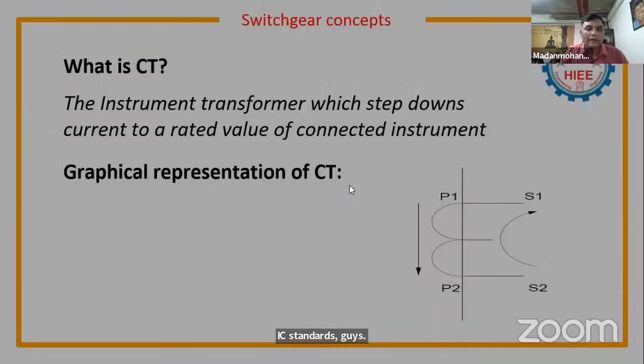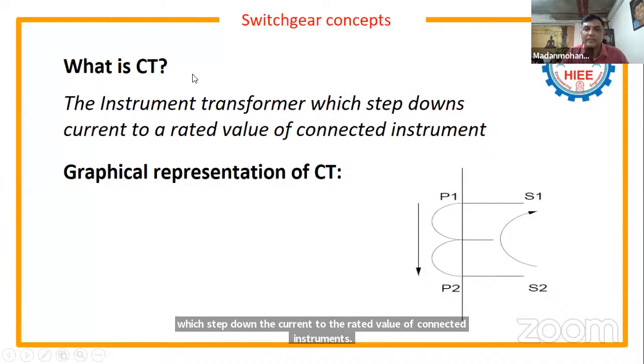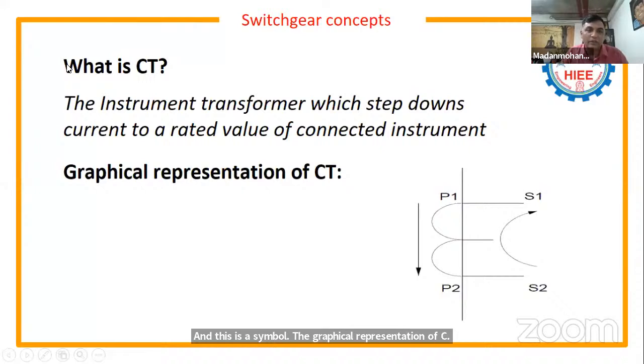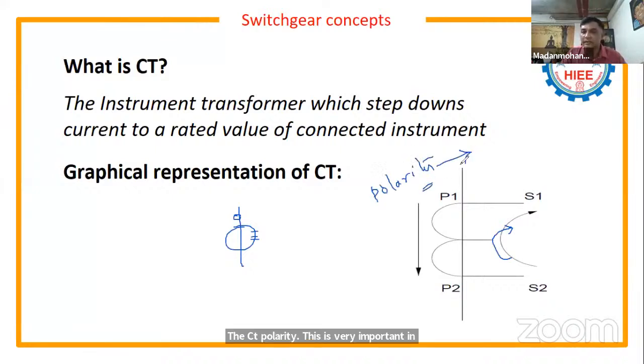So here, the CT is an instrument transformer which steps down the current to the rated value of the connected instruments, and this is the symbol, the graphical representation of CT as per IS standards. If it is an IEC standard, generally we represent the CT like this. This is a three-phase CT. Here, if the current is flowing P1 to P2 on the primary side, the secondary side current will be S2 to S1. This is called the CT polarity. This is very important in connecting the relays across the CT secondary. CT polarity plays a major role.